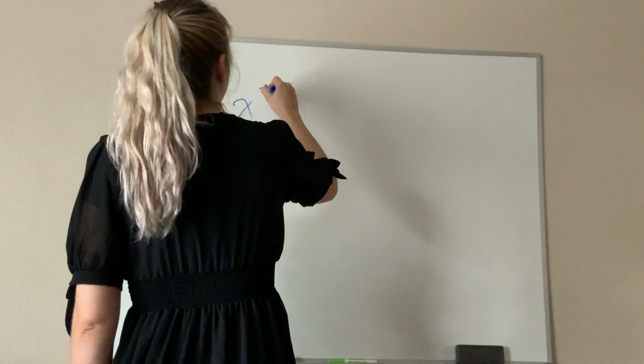The idea behind completing a square in one variable is to adjust an expression to the form x squared plus bx. So we want to make the expression look like x squared plus bx, so it looks like a perfect square.